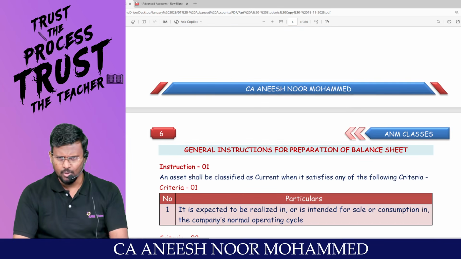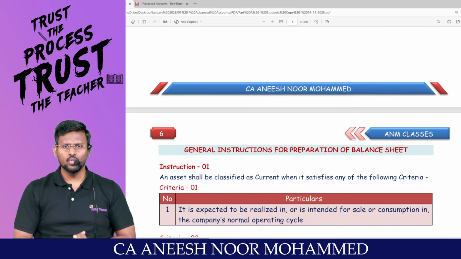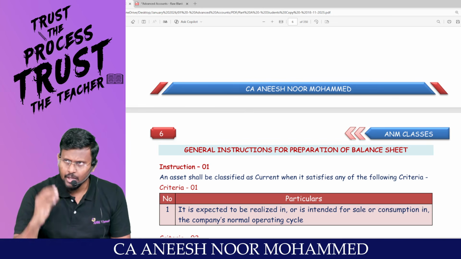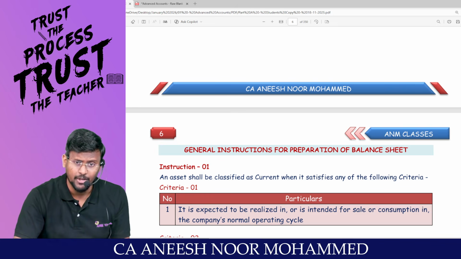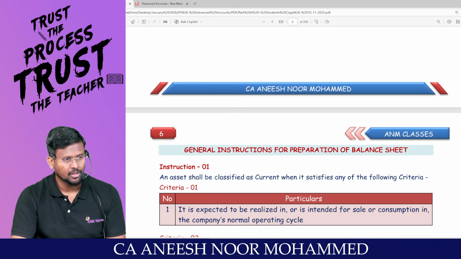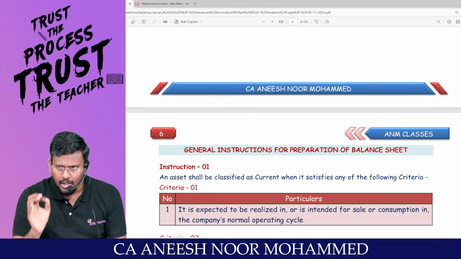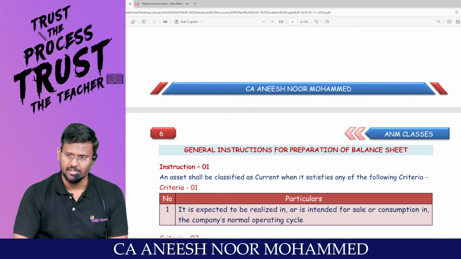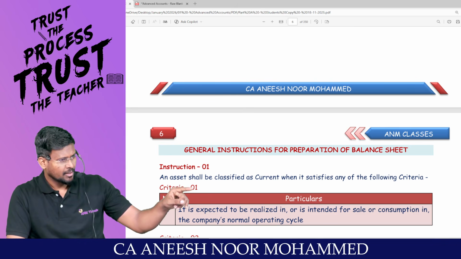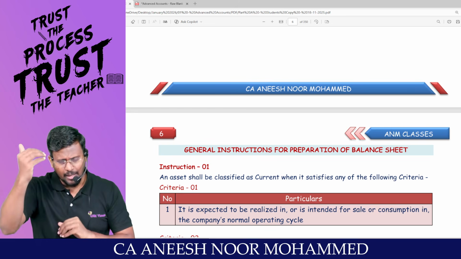My dear lovable students, Schedule 3 balance sheet can be classified into how many categories? 2 categories. Number 1, equity and liabilities; number 2, assets. Equity and liabilities can be classified into 4 categories: shareholders' fund, share application money pending allotment, non-current liabilities, current liabilities. Whereas assets: non-current asset, current asset. Can we come one by one?